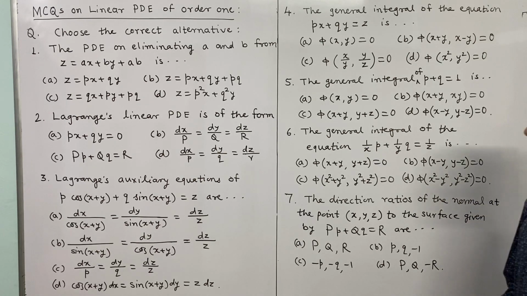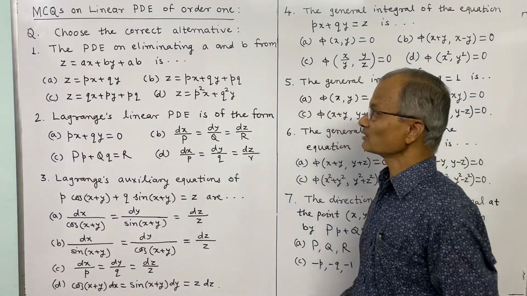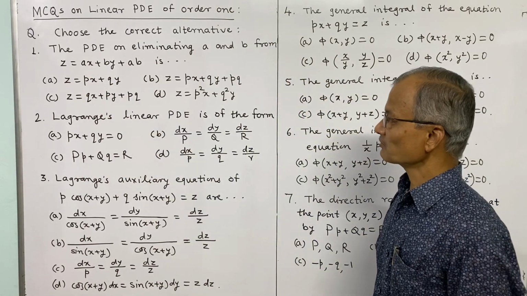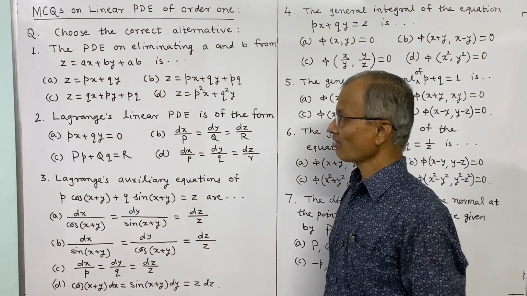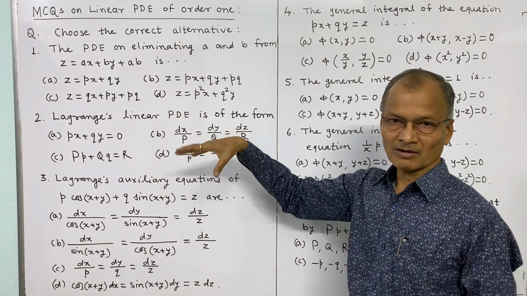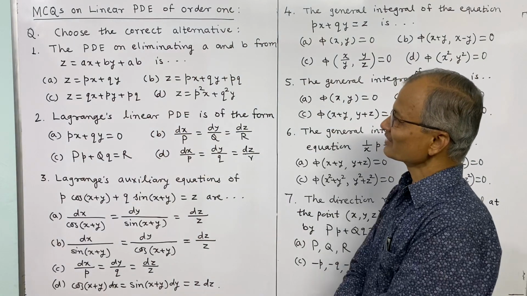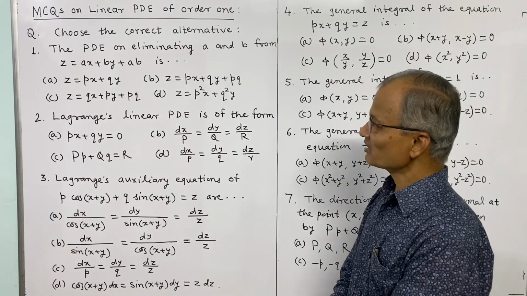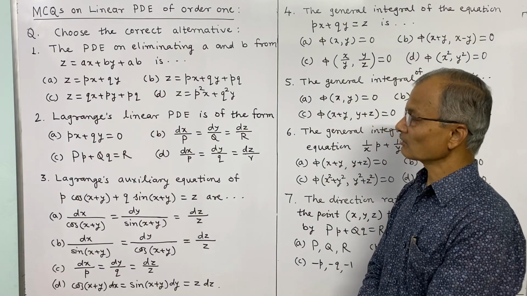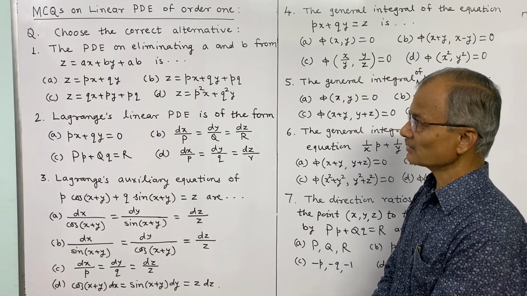The first is the PDE obtained on eliminating the arbitrary constants A and B from the equation z = ax + by + ab. This is a simple equation. The MCQs may be on a result or definition or theorem or simple problems. Because this is a simple example, it can be solved easily. And we know the elimination procedure to form a PDE from a given relation: differentiate it partially with respect to x and y.